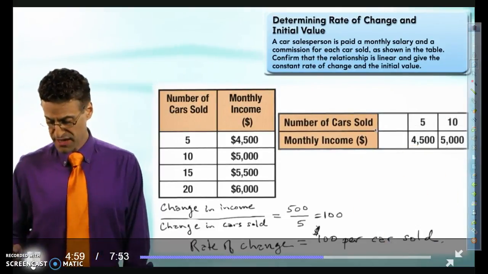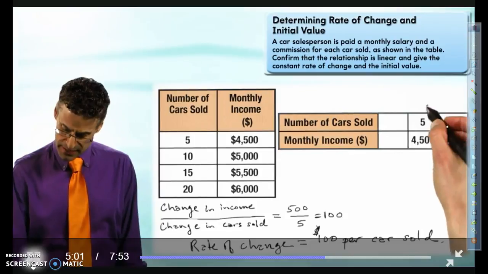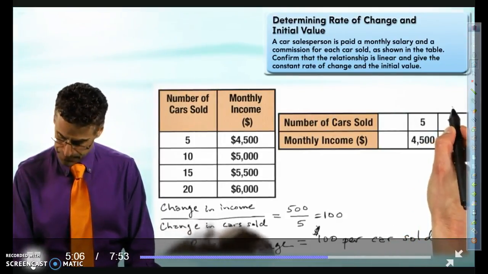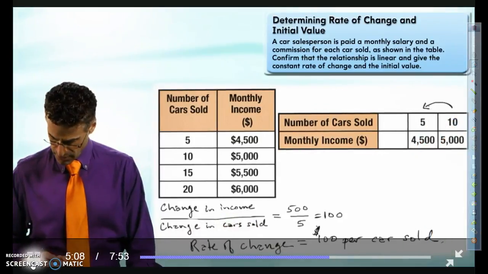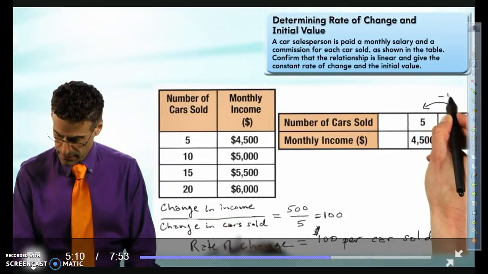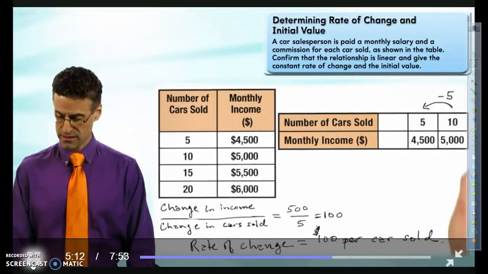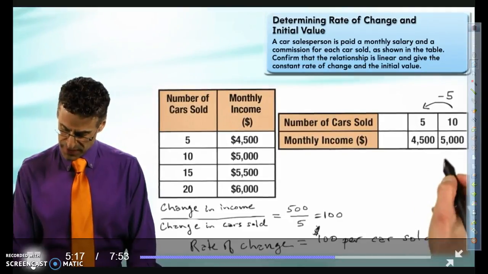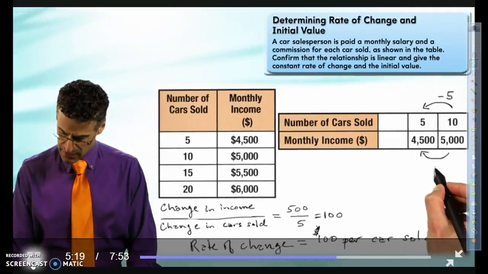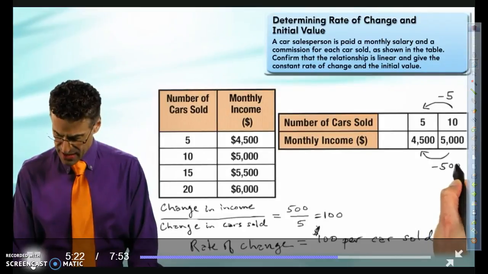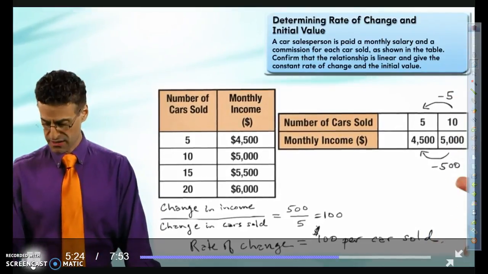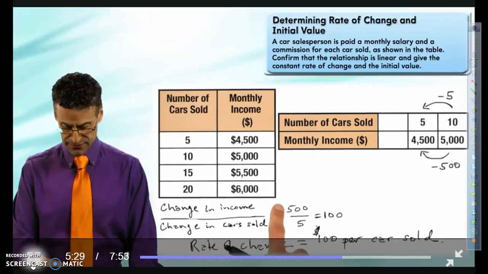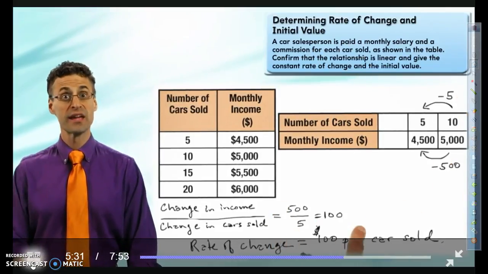Because what I wanted to do is take a look at how we got from here to here. Now, the way we got from 10 to 5 was by subtracting 5. And how do we get from 5,000 to 4,500? Well, we subtract 500. And check it out. If you look at the ratio of those two things, negative 500 to negative 5, that's very familiar. When we simplify that, we get 100.